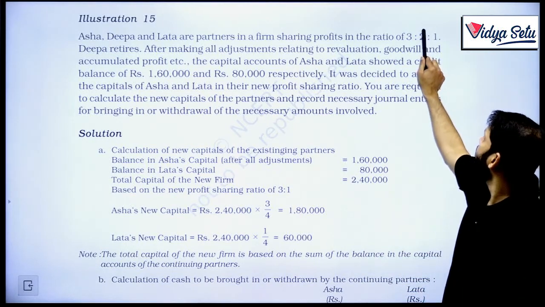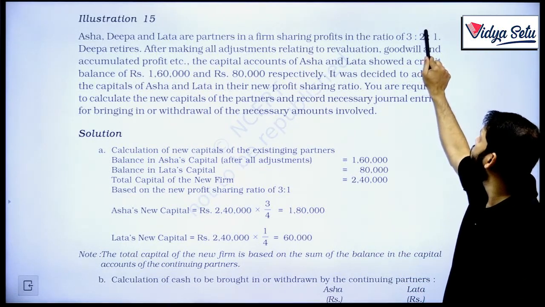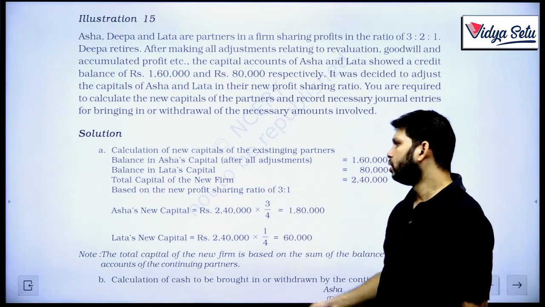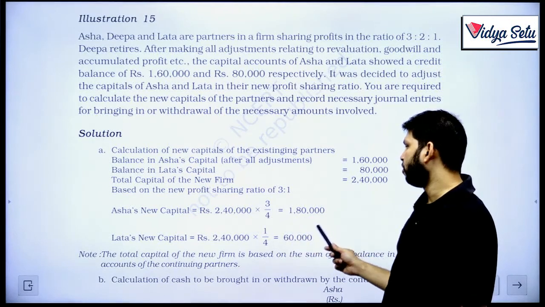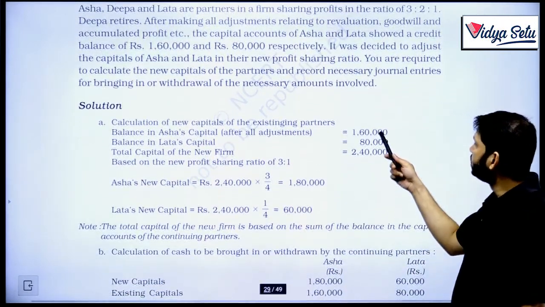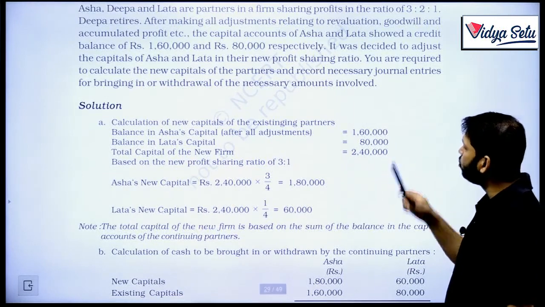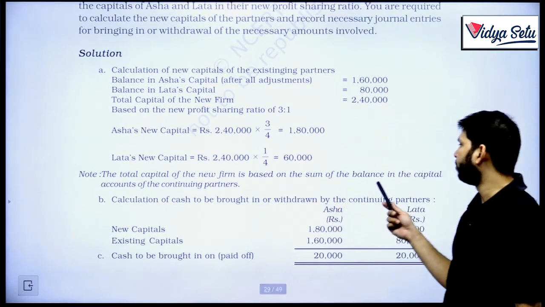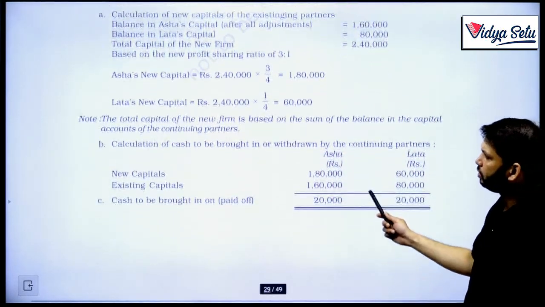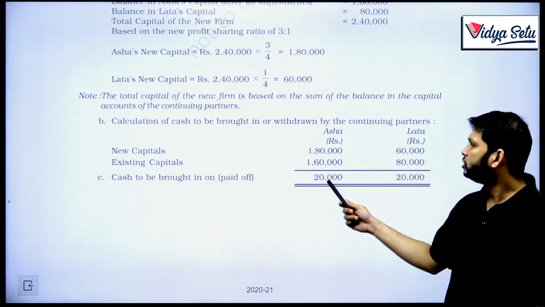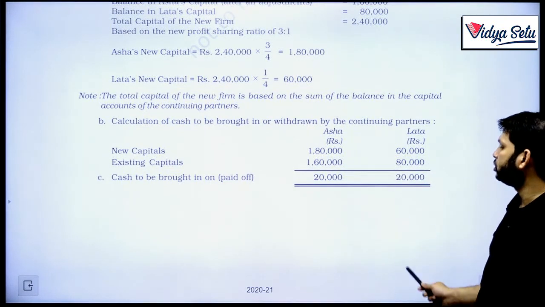What is the new profit sharing ratio? The middle one is going, so 3:1 is the new profit sharing ratio. So Asha's new capital is 2,40,000 into 3/4, which is 1,80,000, and Lata's is 60,000. Let's see. Asha needs to bring in 20,000. Lata needs to take out 20,000. So the total capital of the new firm is based on the sum of balances in the capital accounts of the continuing partners. New capital required is this much, existing is this much.